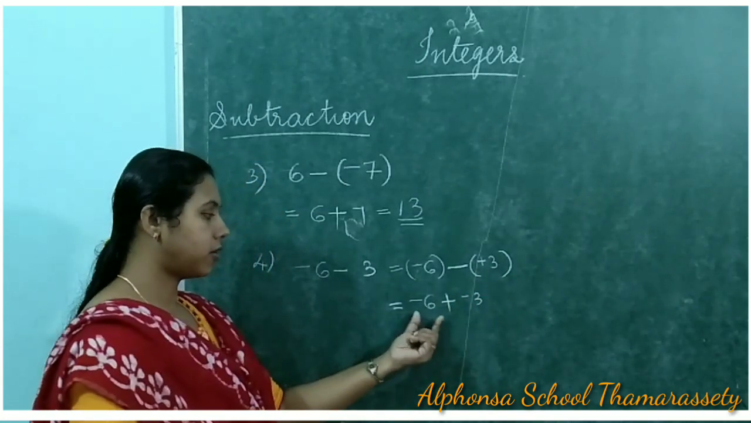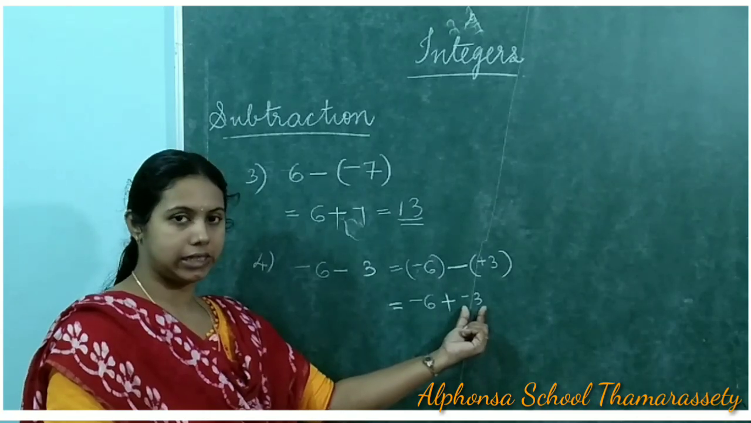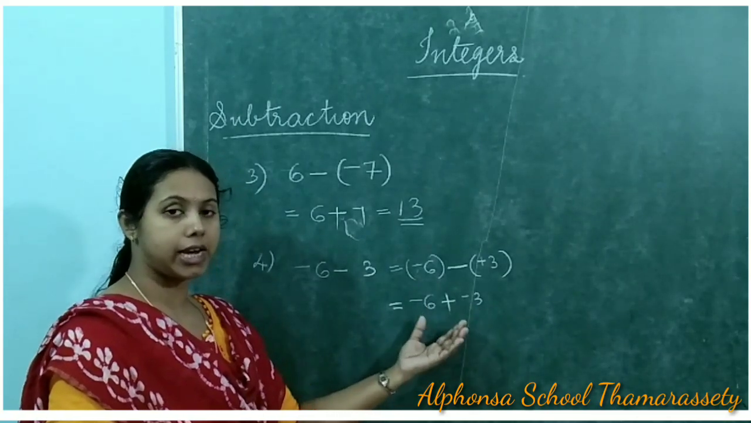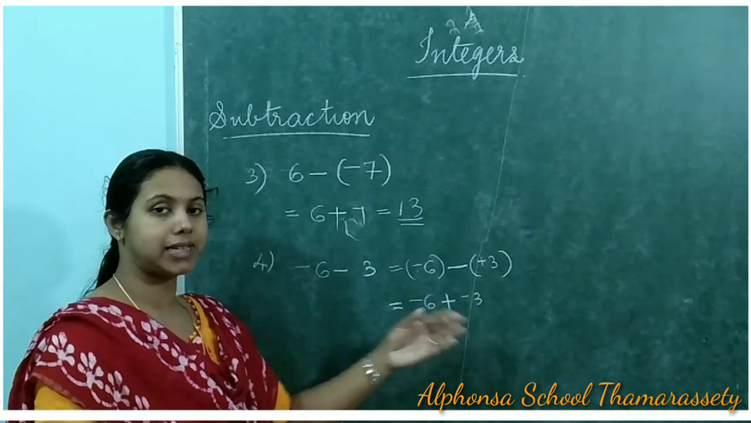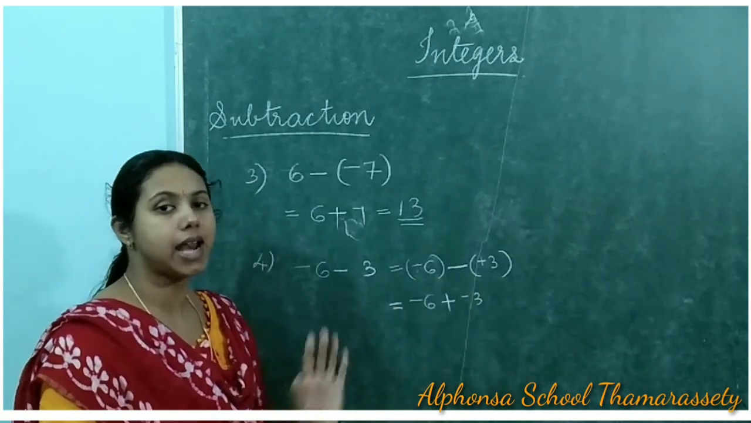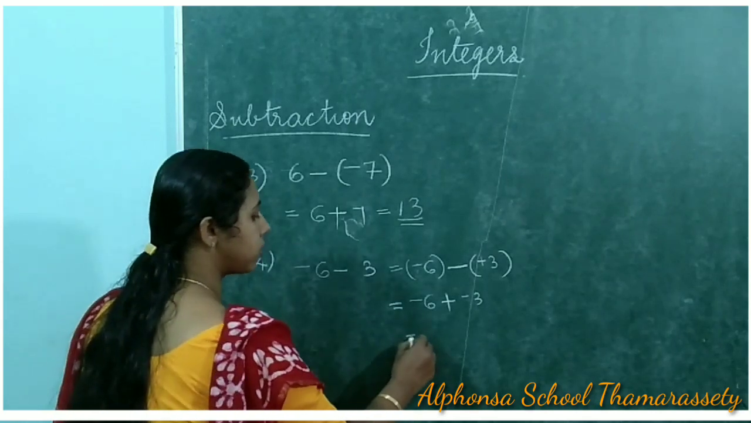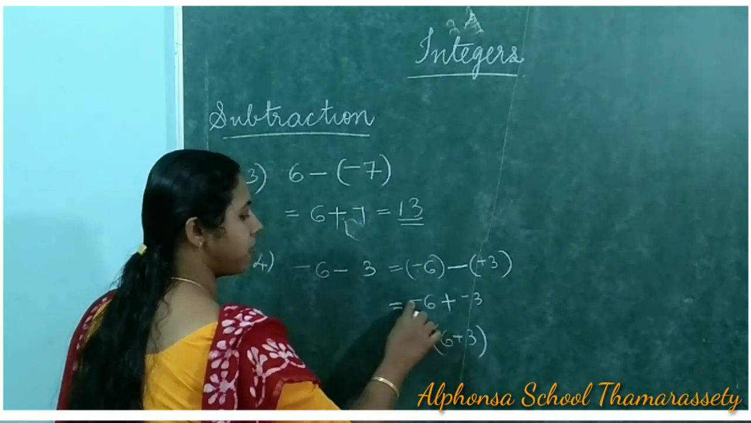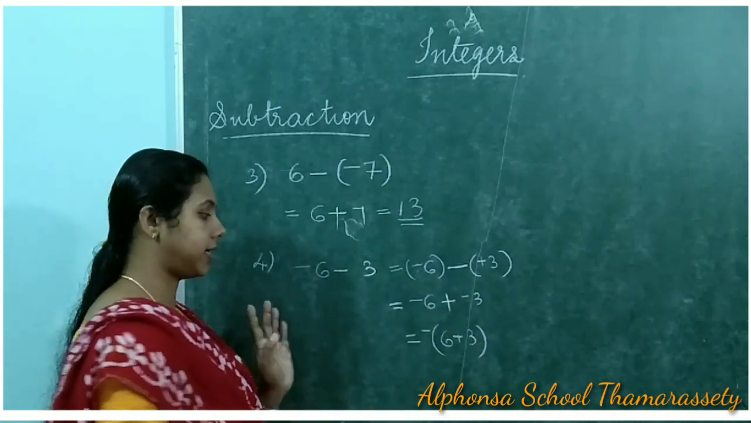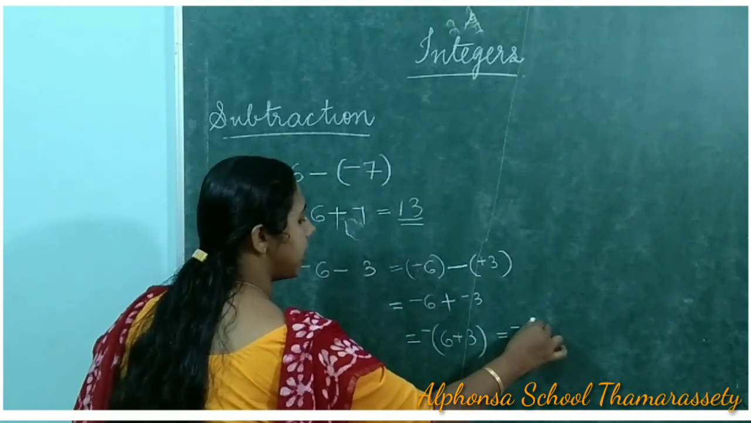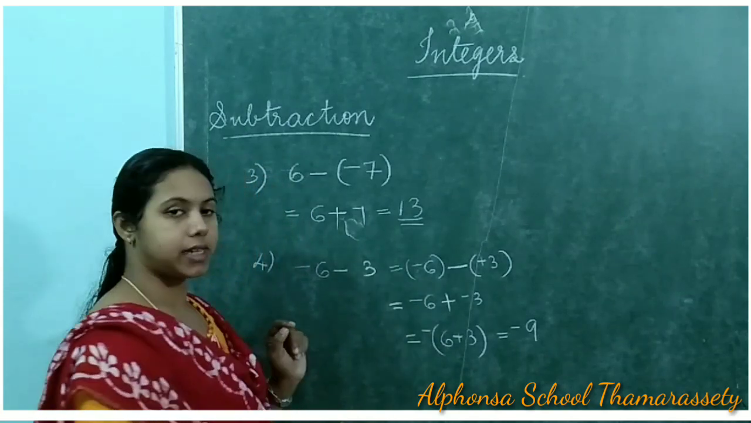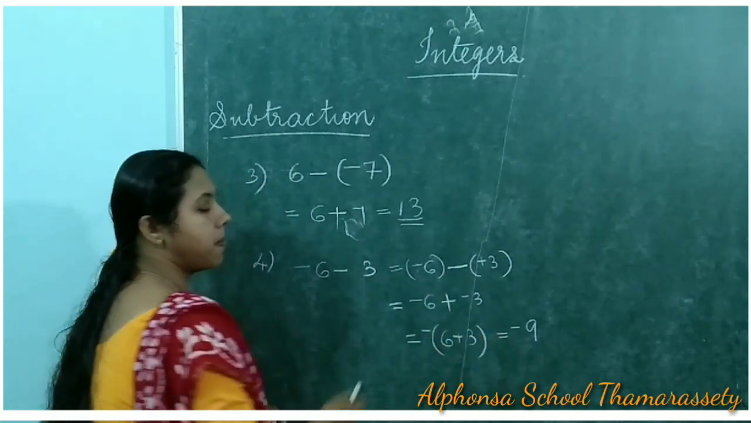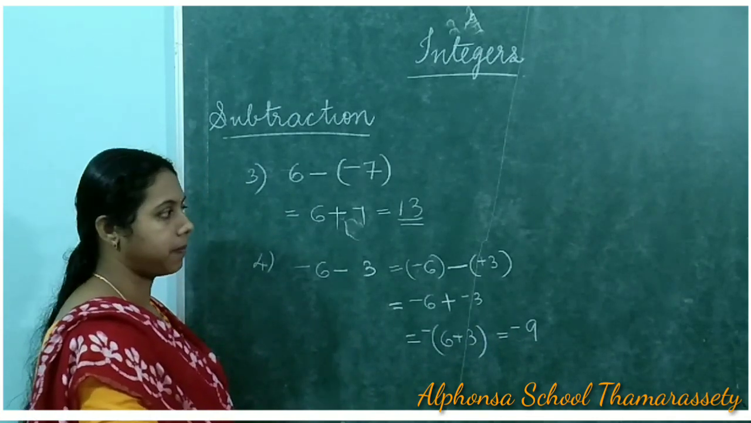Now we are adding two negative integers. When you add two negative integers, we know that we just add the numbers and keep the sign as it is. So 6 plus 3 and keep the sign as it is. Both have a negative sign, so the answer will be minus 9. 6 plus 3 is equal to 9. So minus 6 minus 3 is equal to minus 9.